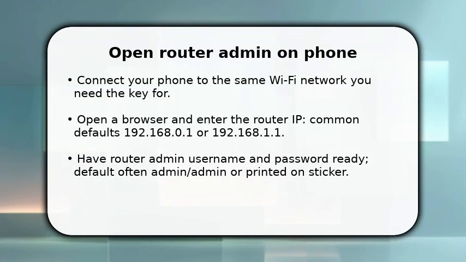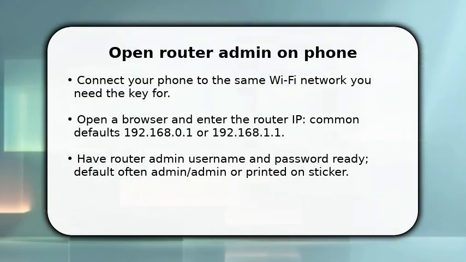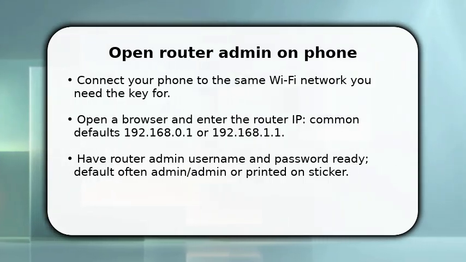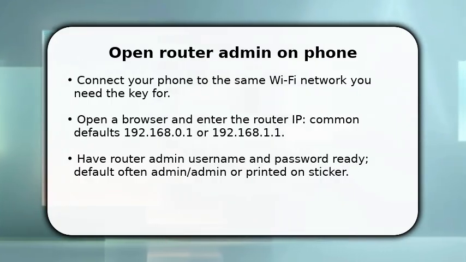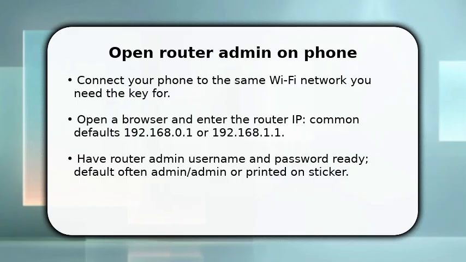You start by staying on the network whose key you need. Once connected, open your phone browser and type the router's local IP address. Common examples are 192.168.0.1 or 192.168.1.1.